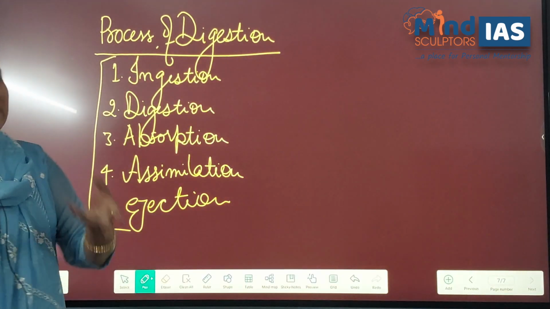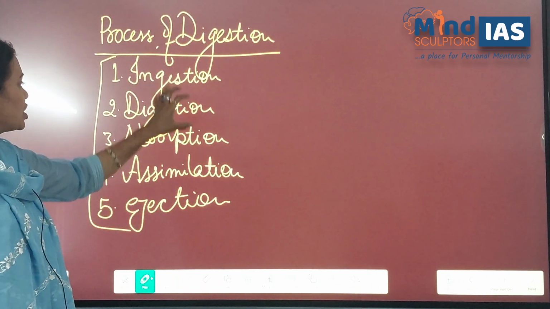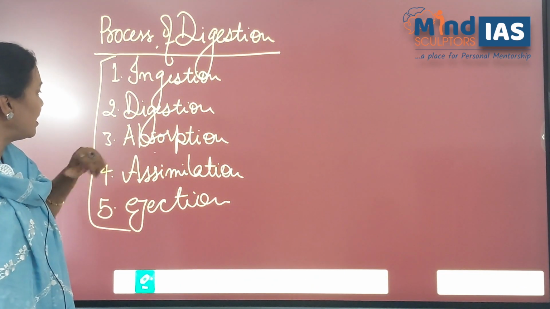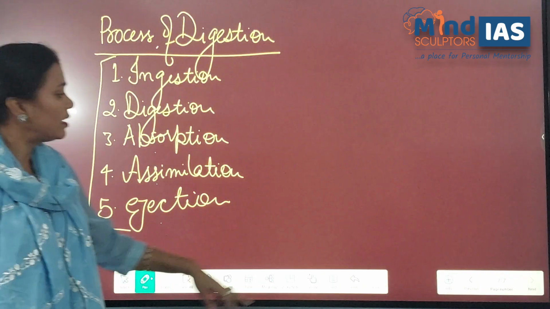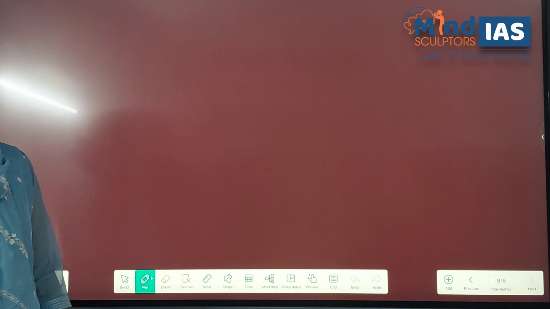Ingestion of food. In means something you are putting inside your buccal cavity. Ingestion. The next is digestion, which takes place in stomach. Then absorption. Then assimilation and then egestion. In the next slide, we'll study in detail each process one by one.